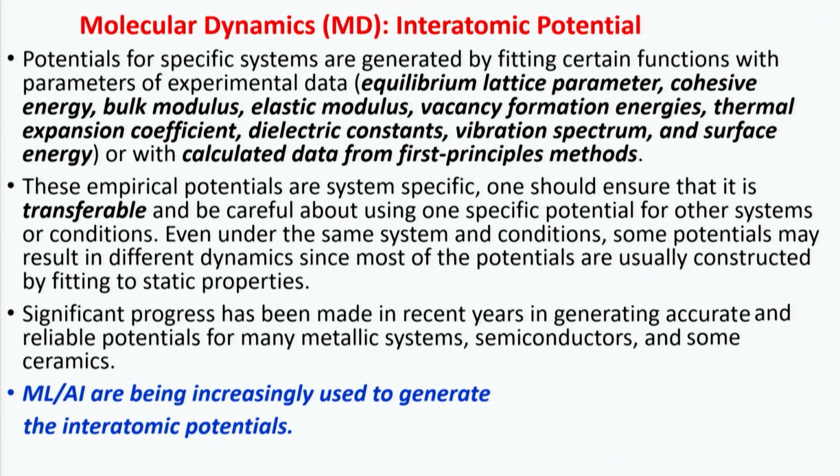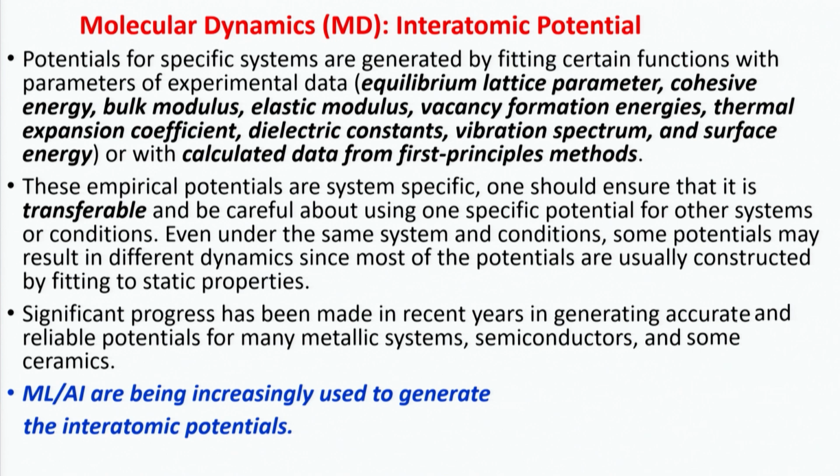Transferable means, let's say we get the potential for two interacting atoms in one environment, that same potential may not be usable for the interaction between those two atoms if the surrounding atmosphere is different. So this transferability is very important for getting the empirical potential. One should be careful about using one specific potential for other systems or conditions. Even under the same system and condition, some potentials may result in different dynamics.